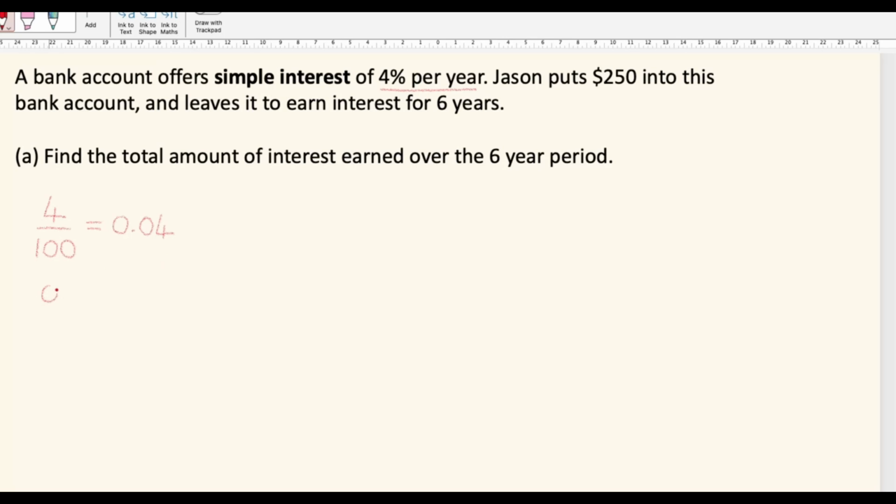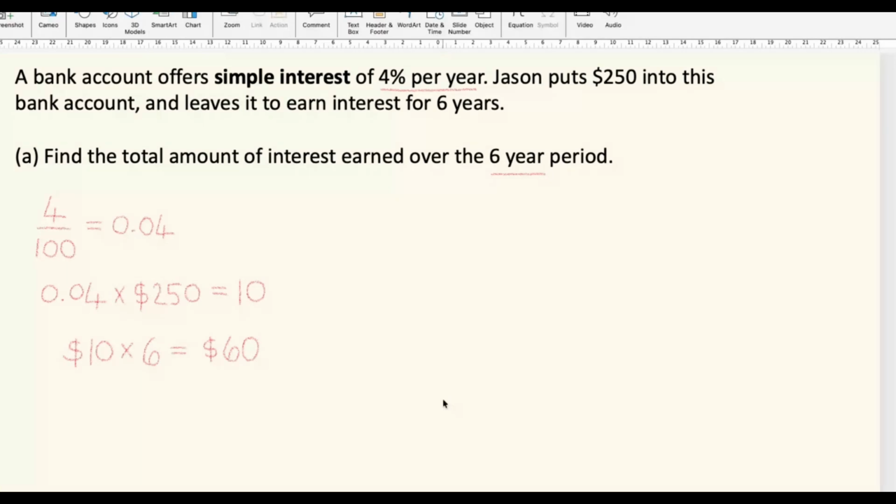Now we want to find 4% of $250 using a multiplier. So now we say 0.04 multiplied by $250. And what will this be equal to? What is 0.04 multiplied by 250? That gives us 10, right? So this amount of interest is earned every year for 6 years. So now we can multiply this amount by 10. So it will be 10 multiplied by 6. Why do we use the number 6? Because this is the time period. And that gives us $60. So $60 of interest is earned.